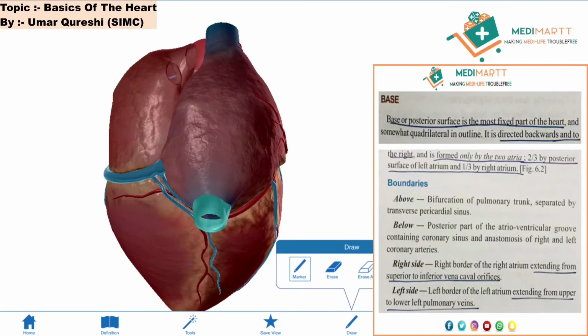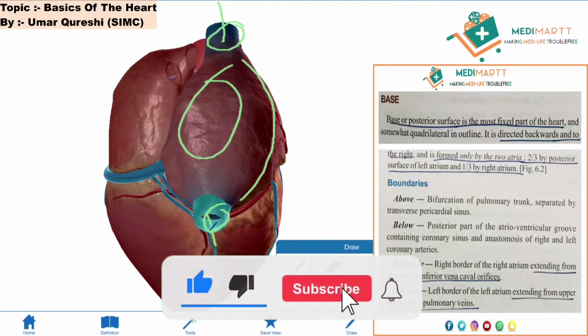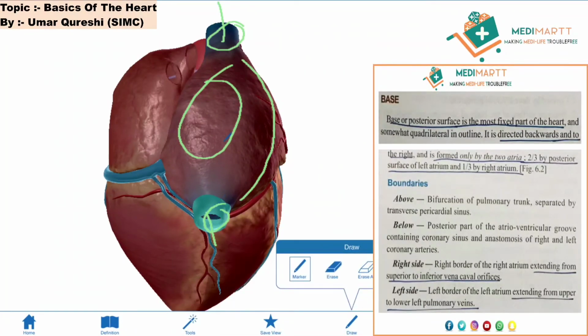Then the right side boundary is formed by the right border of the right atrium. As we all know, this is the right atrium, and this is the right border of the right atrium. Okay, so the right side boundary is formed by the right border of the right atrium, extending from the superior vena cava to the inferior vena cava. As we all know, the superior vena cava and the inferior vena cava open into the right atrium. So the right boundary is formed by the right border of the right atrium, extending from the superior vena cava to the inferior vena cava, just like that.